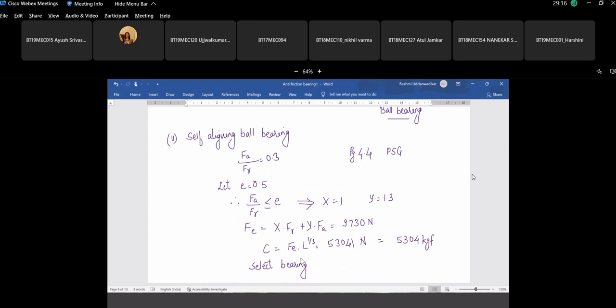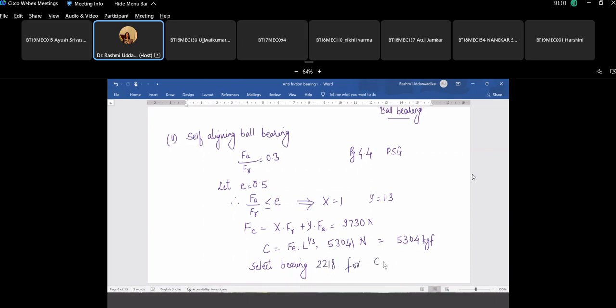What is the next available value of C for self-aligning ball bearing? Ujwal, Anshuman, Aditya, give me answers. 5400 is given there for self-aligning. 5500 is given, and that is for bearing number what? What is the bearing number? 2218.